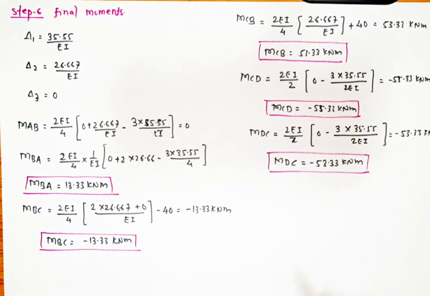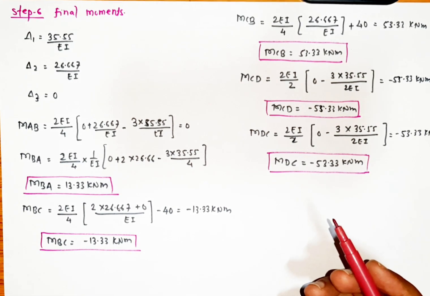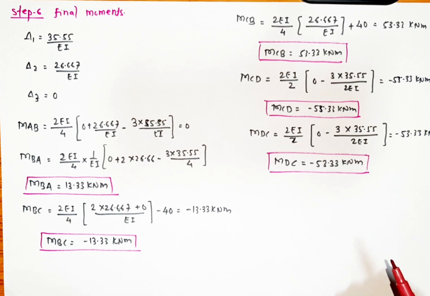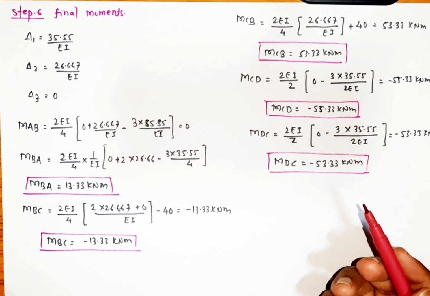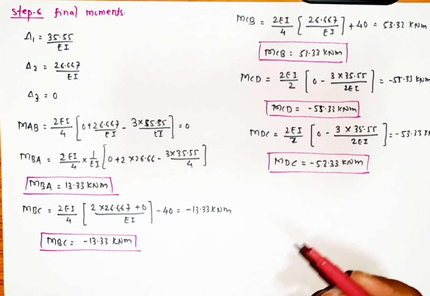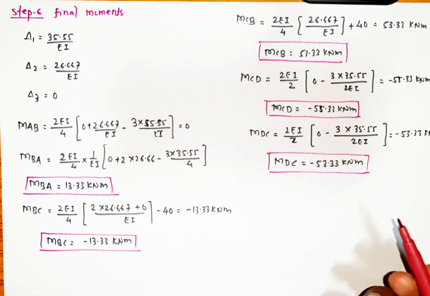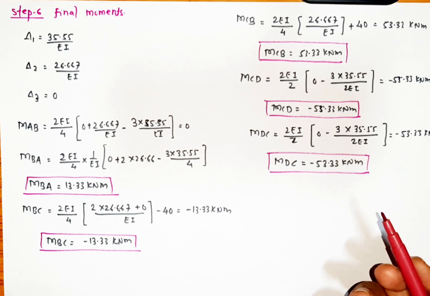So using the stiffness matrix method, we can solve a non-sway and sway frame also. Depending upon the unknowns, the matrix will be decided. If there are two unknowns, there will be a 2 by 2 matrix, and if there are three unknowns, there will be a 3 by 3 matrix. So which completes our problem related to solving frames using the stiffness matrix method.